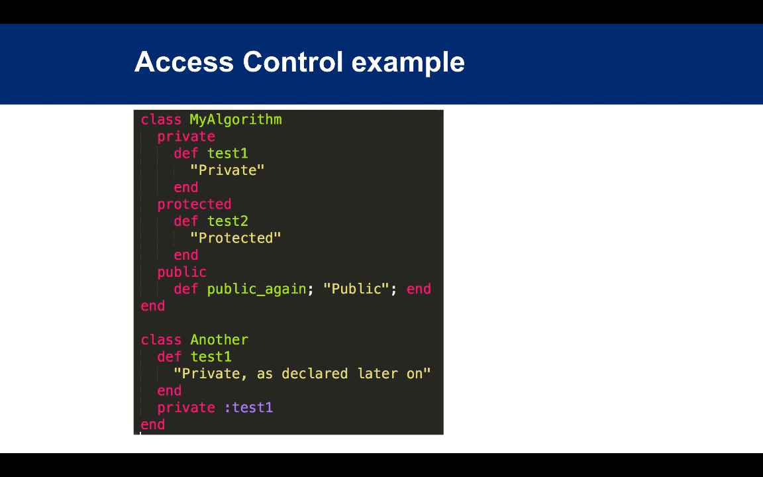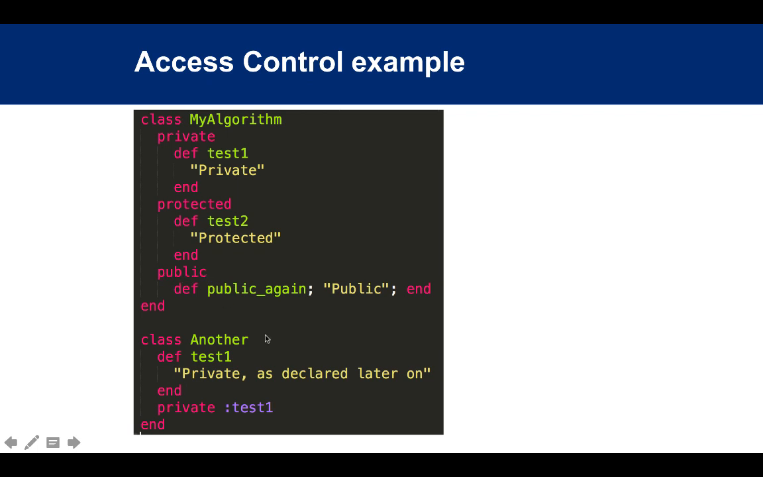Let's say you have a class called myAlgorithm. In this case, test1 is private, and then until the next access control, which is protected, test2 is going to be protected. You can have multiple methods between protected and public, in the same way between private and protected. And then public again: you're basically saying that the method after it is now public because you have a public keyword.